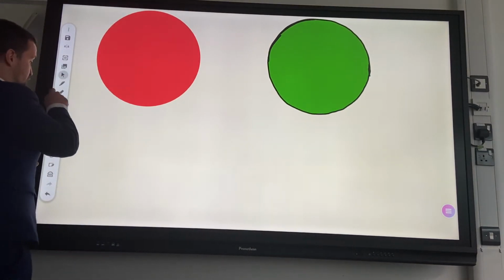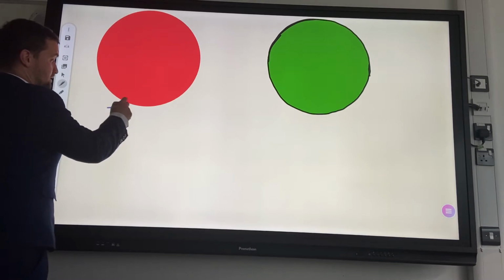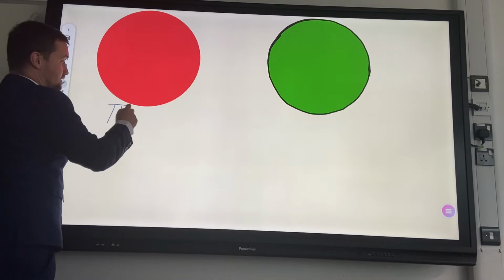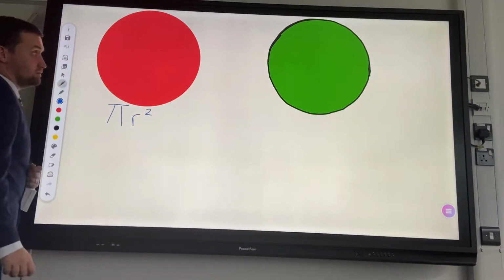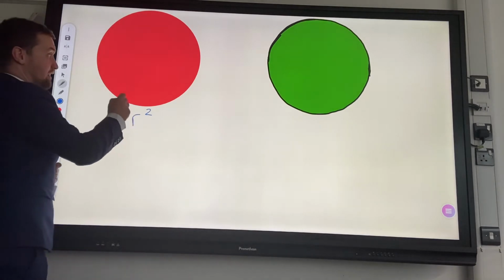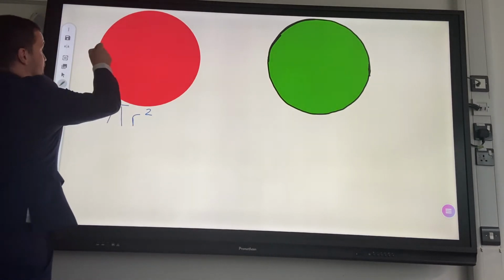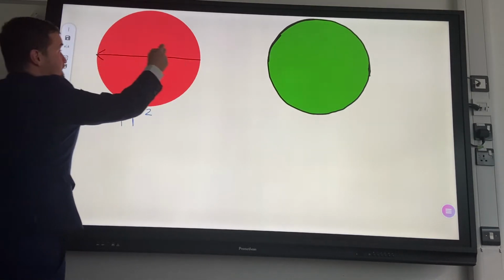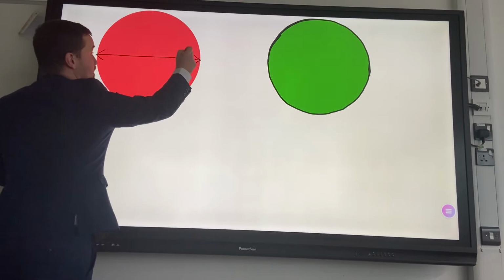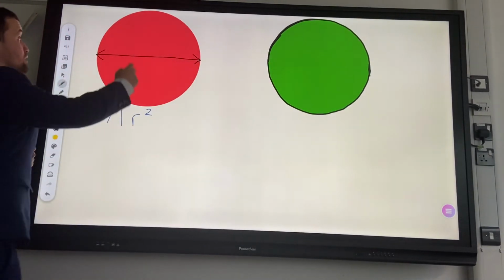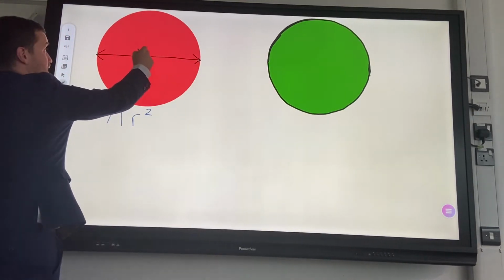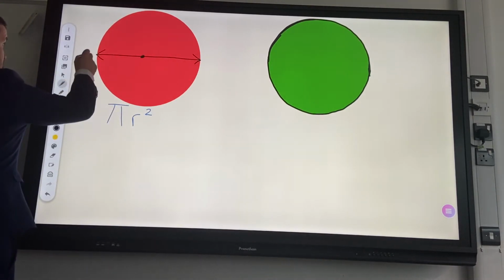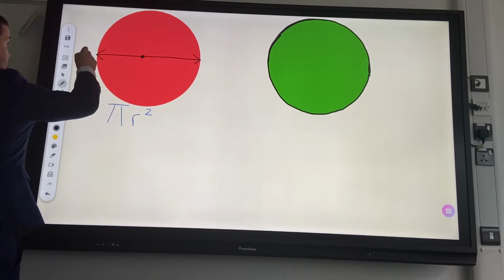Now the area formula is pi r squared. The squared only applies to the r, and the r means the radius. Now on the board, the diameter is from one edge of the circle to the other, and it must go through the midpoint. That's roughly the midpoint. That there is the diameter.